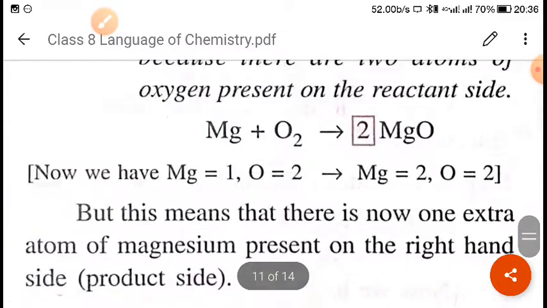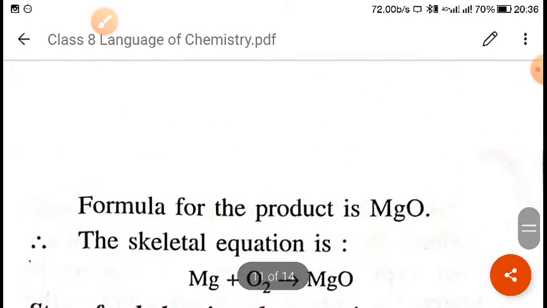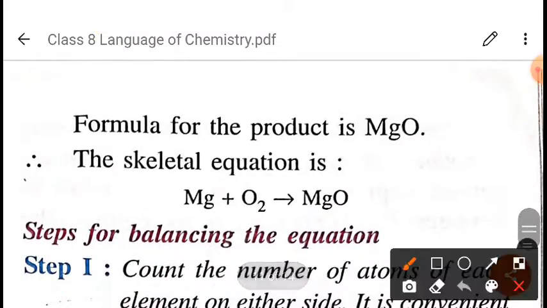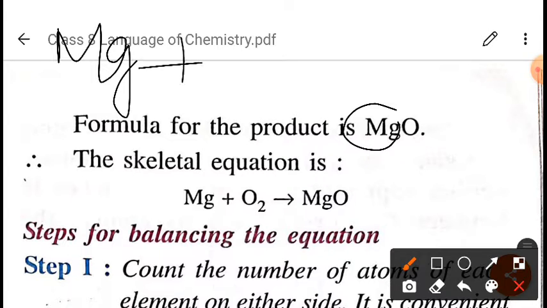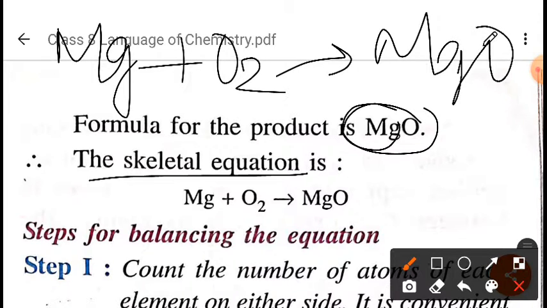We can write like this: for magnesium we can write Mg, plus for oxygen we can write O2, and as a whole it will combine to form what? MgO, right? So what will be the skeletal equation? It will be Mg plus O2 will give MgO, right?